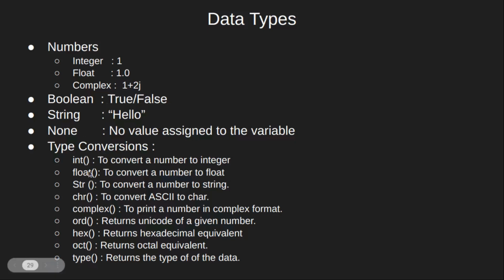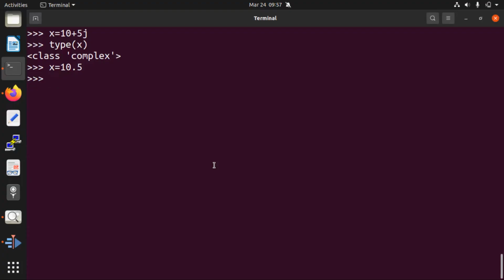So the functions are like this. If you look at the function int, any number given to it is converted to an integer. So if I say int of x, where x as of now is floating point, and assign it to y, let's see what y is now. You can see y becomes 10, and the value after the decimal point has been removed.